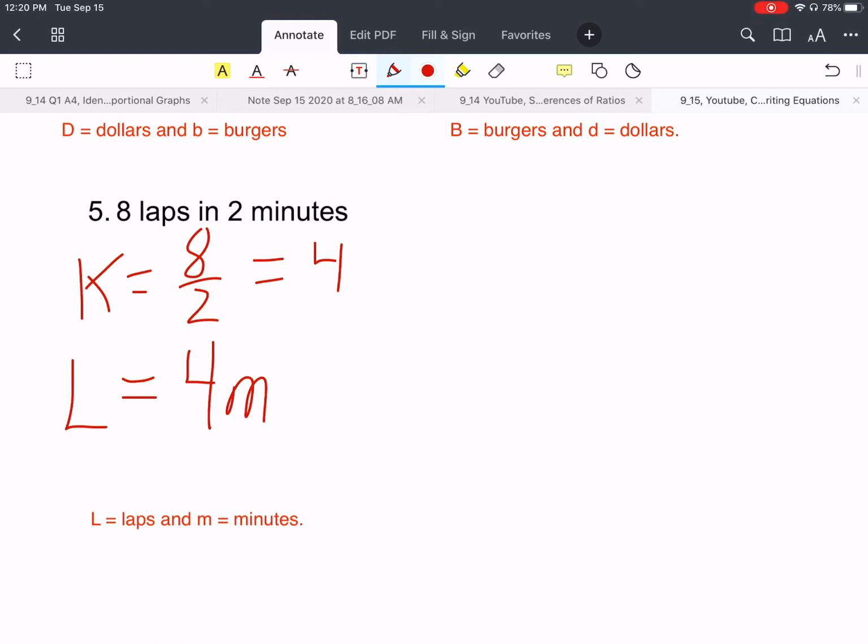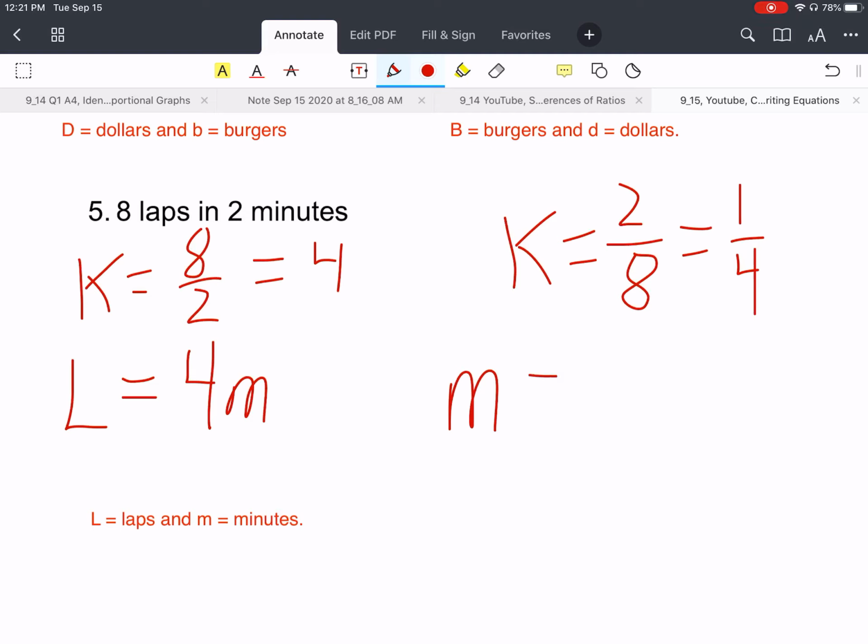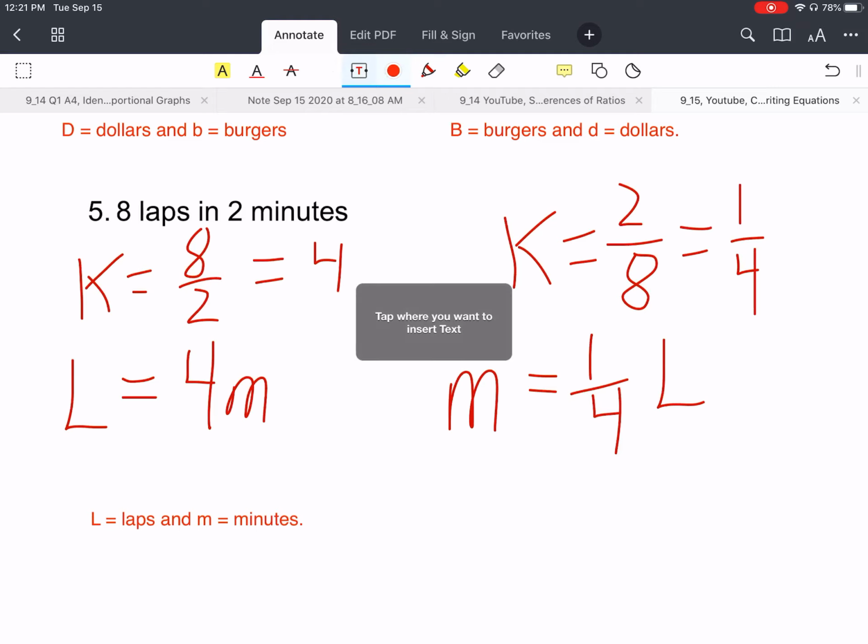And your other option, for those of you who are focusing on minutes as y, you would say k equals 2 divided by 8, which simplifies to 1/4. And your equation would be, well, the number of minutes it takes equals 1/4 times the number of laps. So if someone ran 12 laps, multiply that by 1/4 and figure out that it takes 3 minutes.